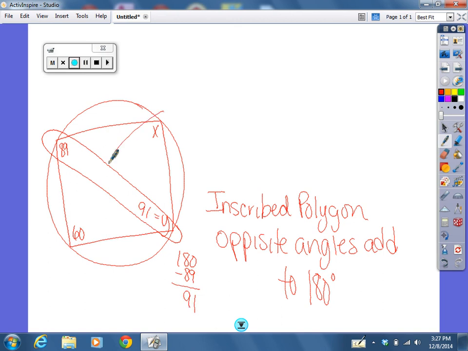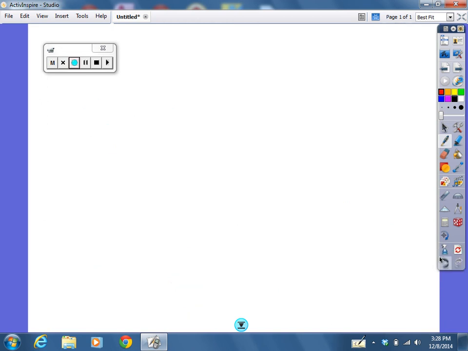Well, you can turn around and do the exact same thing with the other two opposite angles. So 180 minus 60 will give you 120. Now, if on the test you were given 4 polygons, it's multiple choice, and you were told to find which one of them could actually be inscribed in the circle, you would have to make sure that those opposite angles add up to 180 degrees. It's as easy as that. All right, we can move on to another.